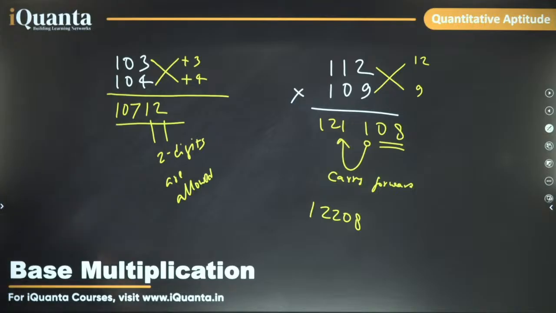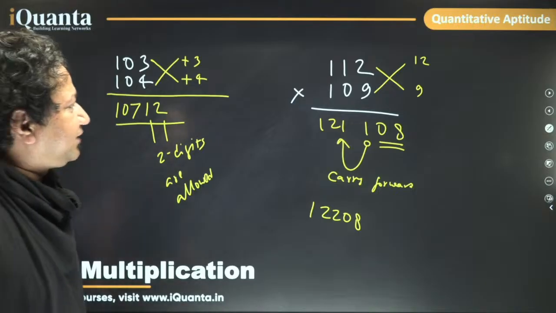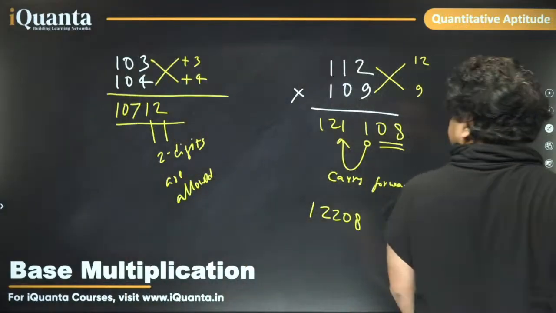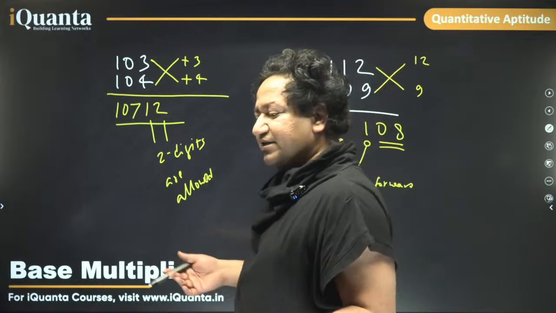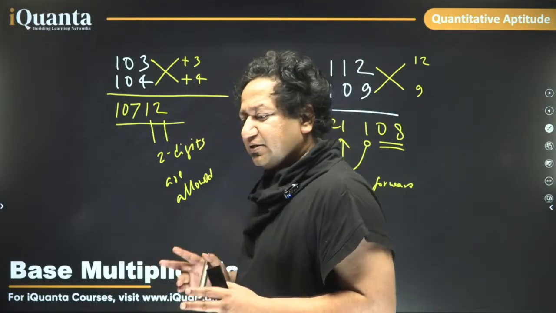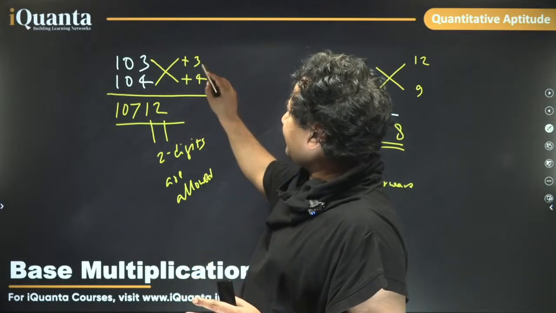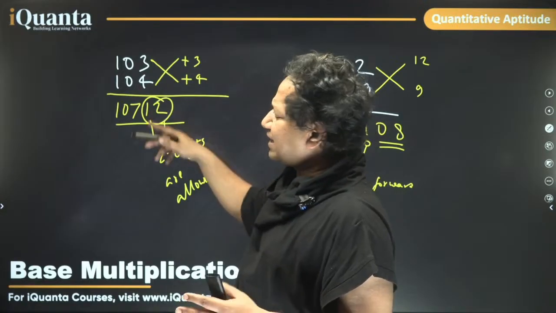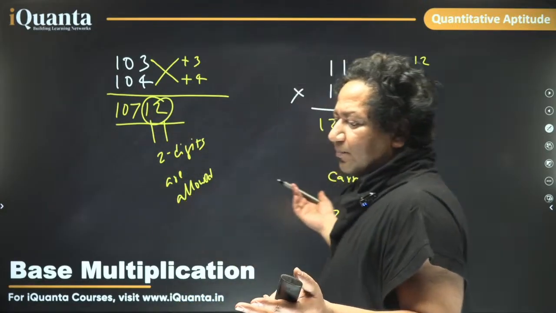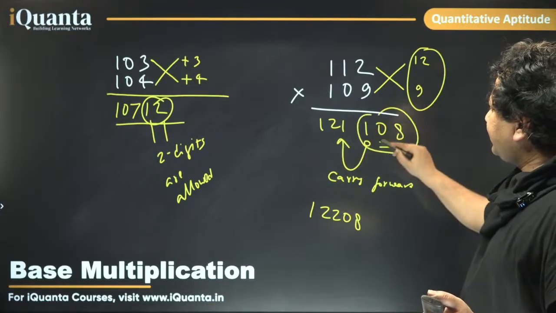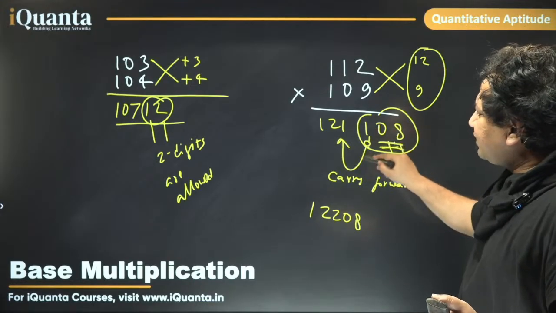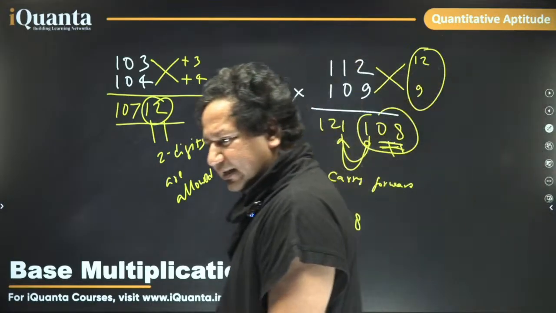Great. I'll explain that again, the last point. In the previous cases where the base was a multiple of 10, only one digit was allowed. In this case, two digits are allowed. So here we multiply 3 and 4, we got two digits only, and it's allowed, right? 12. But here, 12 into 9 is 108, which has got three digits, only two are allowed. 08 stays, and one goes to carry forward. That's it, nothing else.